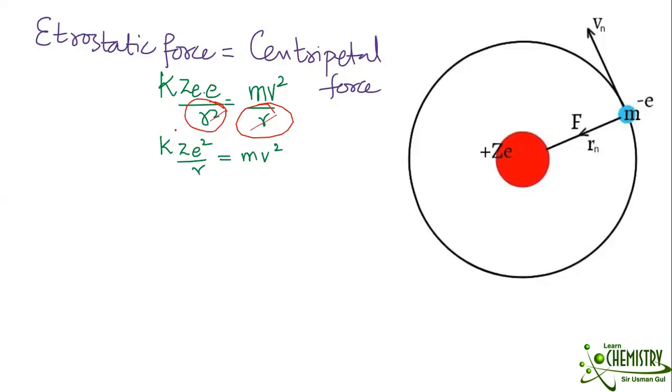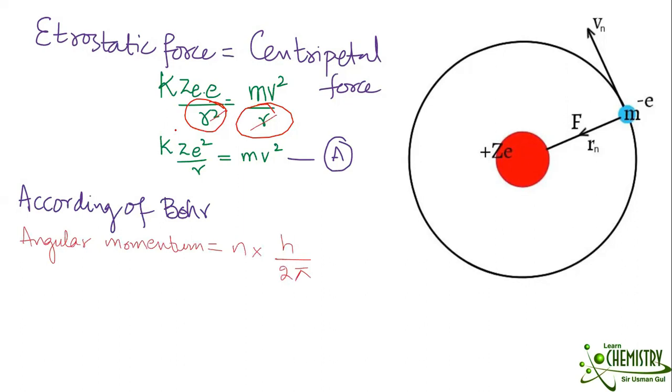Let's mark this equation as equation A, because now we will introduce another formula. According to Bohr, the angular momentum is equal to an integral multiple of h upon 2 pi. Here the integral multiple n could be 1, 2, 3, 4. It is the symbol of the principal quantum number, so it represents the shell number. If you remember the postulates of the Bohr model, you can easily remember this.